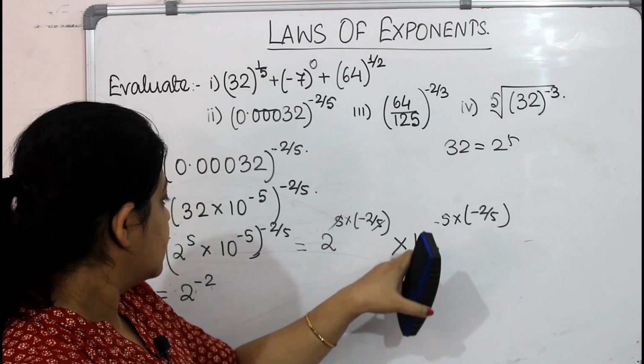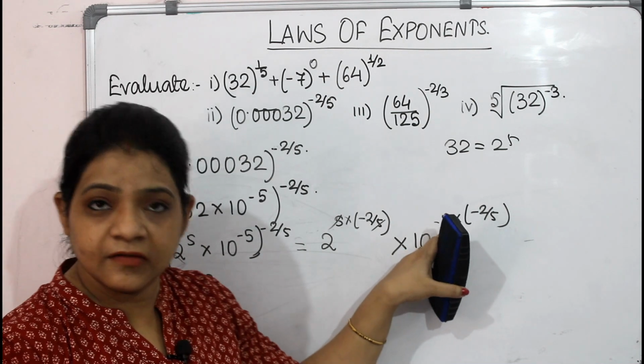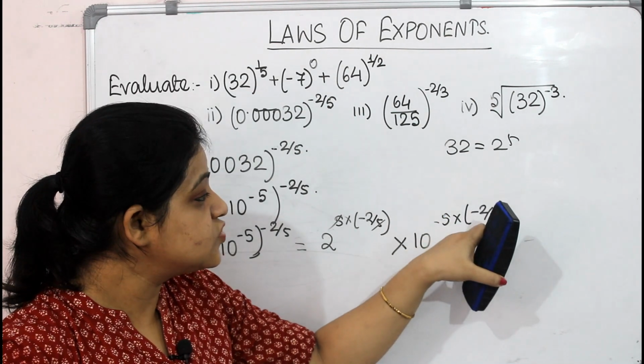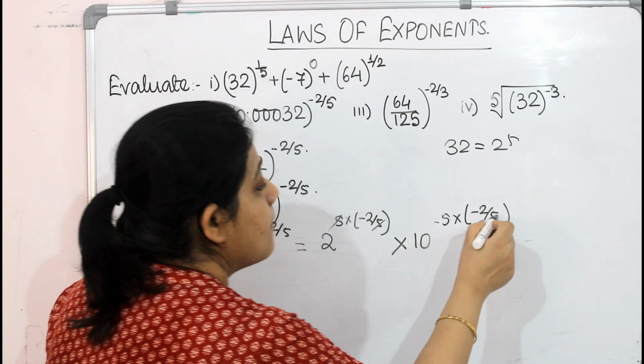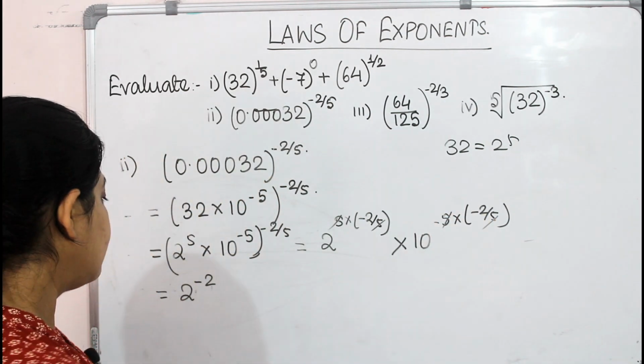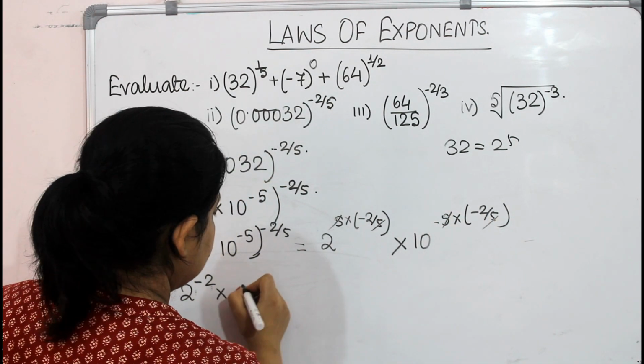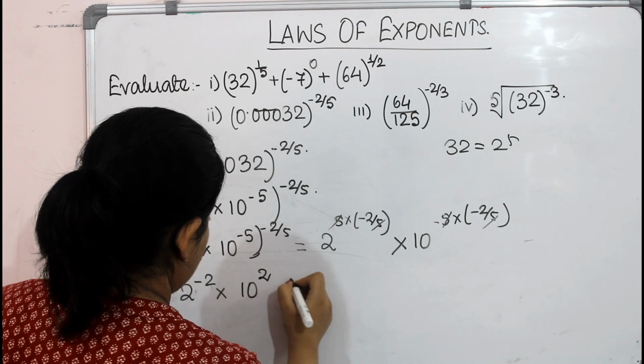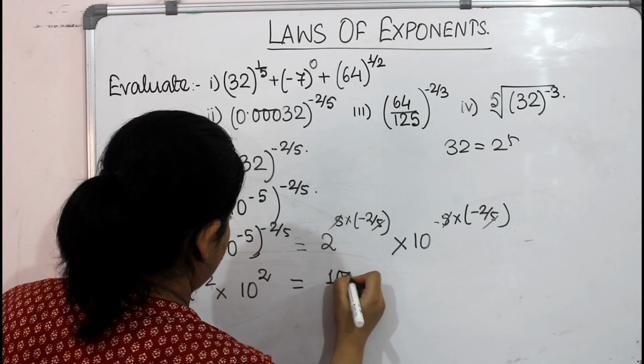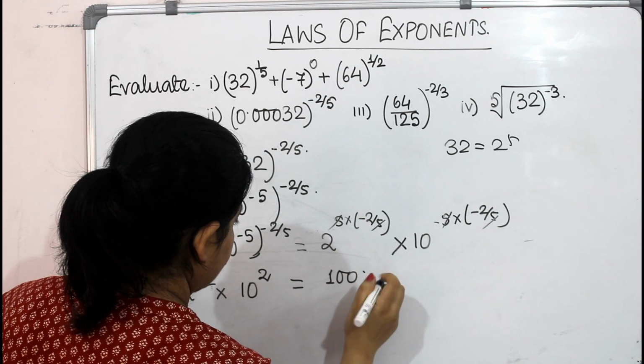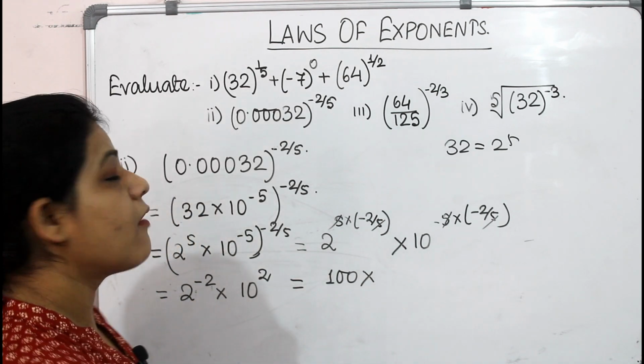Now you see, this is 10 to the power of minus 5, right? Into minus 2 to the power of 5, that is, minus gets plus. So it becomes 10 square. So 10 square is 100 into 2 to the power of minus 2.